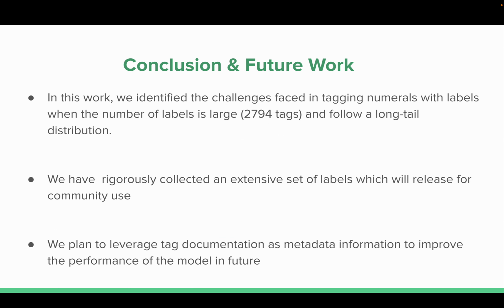So in conclusion, we identified the challenges faced in tagging numericals with labels when the number of labels is more than 2000, which follow a long tail distribution. We have rigorously collected an extensive set of labels which we will release for community use. In future work, we plan to leverage the tag documentation. For each XBRL tag, there might be some metadata, like a description of that particular tag. We want to incorporate that information to improve the performance of the model in future.